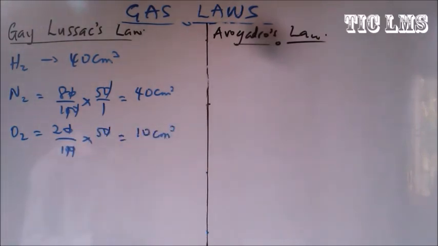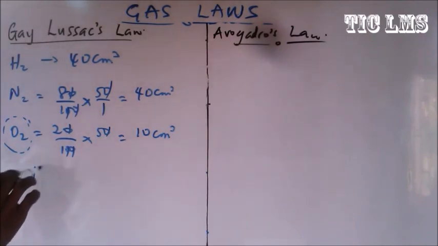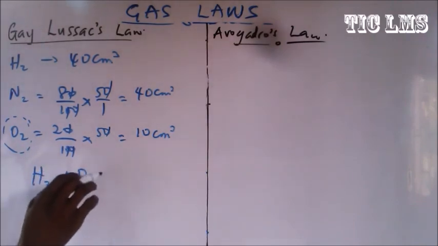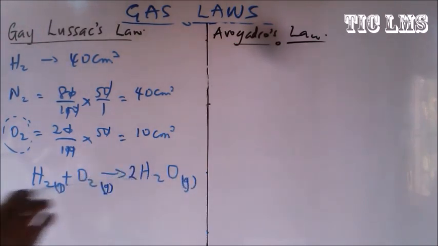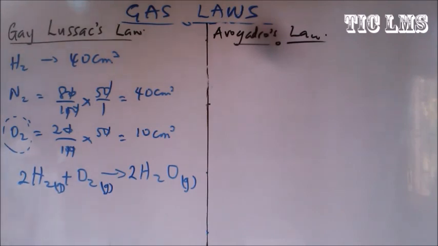Now let's calculate the composition of the resulting gas. Now when you have hydrogen being burnt in air, it is only the oxygen that will react, because the nitrogen will not react with the hydrogen. And so we have hydrogen plus oxygen gas to produce water, that's the vapor. We balance this equation because we have 1 atom here and we have 2 atoms here. So if we place 2 here and we place 2 here, the equation is balanced.